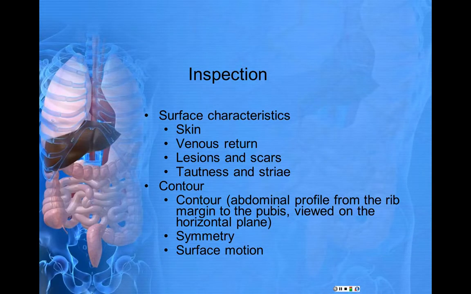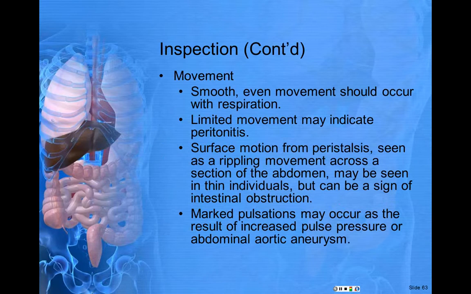Okay, inspection. Look at surface characteristics of the abdomen, including the skin, the venous return, lesions, scars, tautness, striae, etc. Pay attention to the contour of the abdomen, looking at it from the side, the abdominal profile from the rib margin to the pubis. So that's why on your checkoff sheet it says that you look at the abdomen from the side, because you want to look at the contour of the abdomen. Looking for symmetry and surface motion.